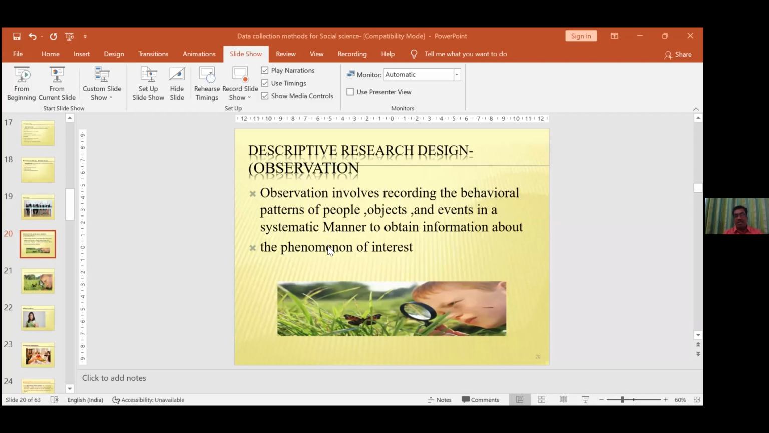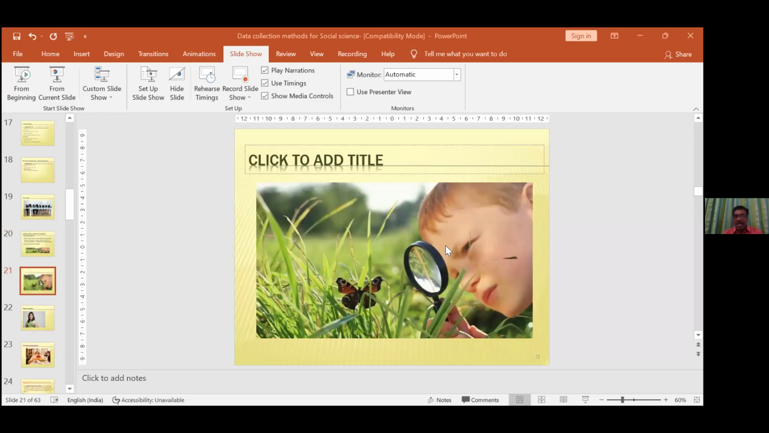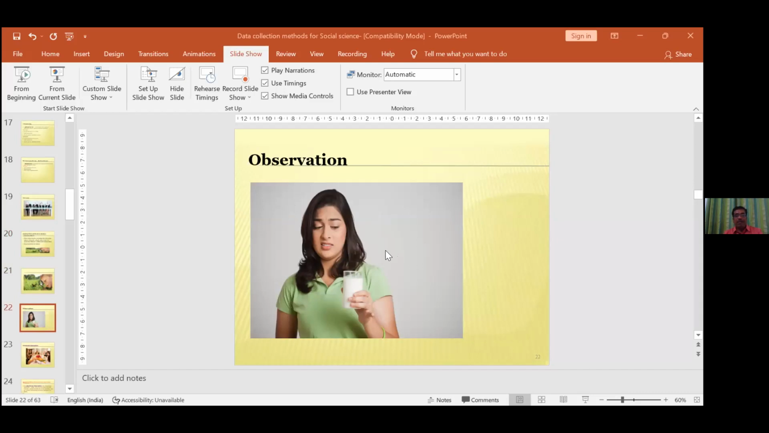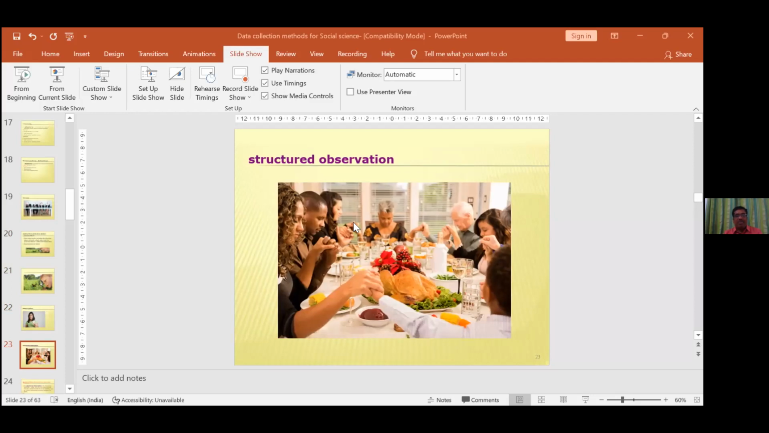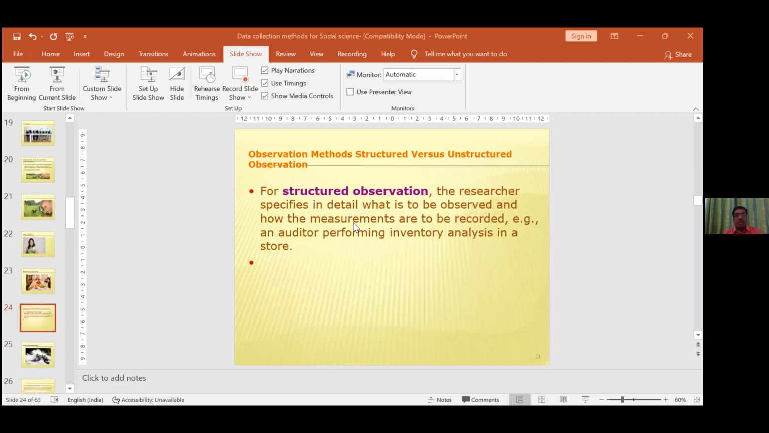Already we discussed, for example, you would like to know the behavior of people inside a commercial establishment. You can collect this kind of data through the observation method. This is an example of the observation method. See, one researcher is observing, and based on this, he can collect data. Even based on this picture, you can observe that this person is not interested in taking the particular milk. Similarly, observation can be classified into several types.